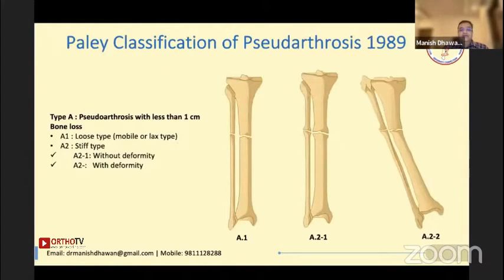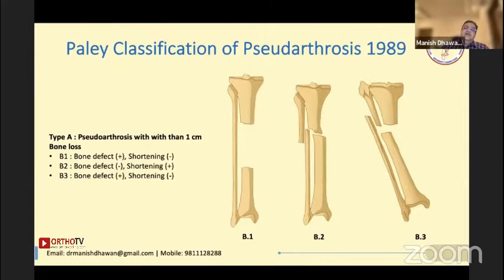Now, Paley has given his classification. It's basically the same type. Just to complete it, I'm showing this. Pseudarthrosis with less than 1 centimeter bone loss, he has categorized into A1 and A2 types. One is the loose type, and one is the stiff type, and the stiff type is further divided into one without deformity and one with deformity. There is another type of pseudarthrosis where there is a gap, and he has divided it into 3 types, with bone defect in all of them, whether there is a shortening or no shortening.